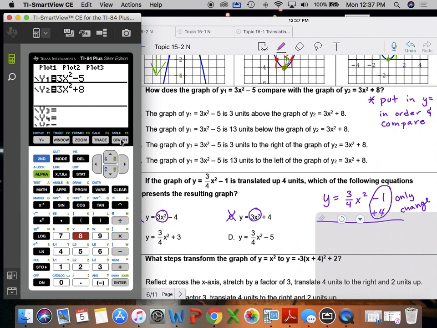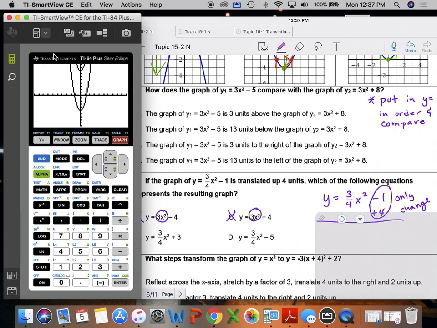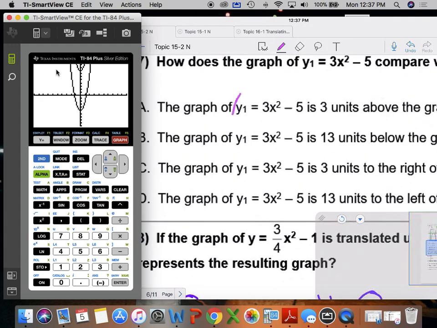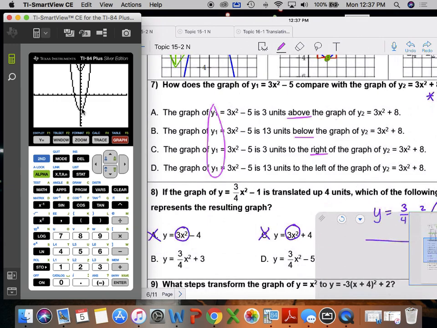So when I hit graph, I really have to watch y1 and y2. It popped up really quickly, but this was the first one, and that was the second one. So my first one is the one that is listed first here. The first thing I need to figure out is is it above, below, right, or left? The first one I put in is this one down here, and this is below the second one. So this one falls below. It's not above, it's not right, it's not left. Oh, look, B is my only option.